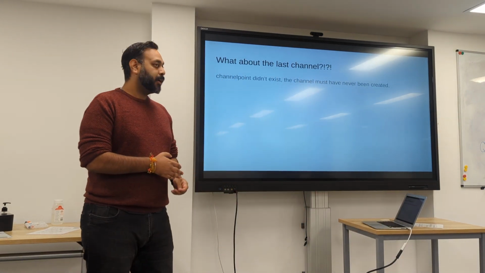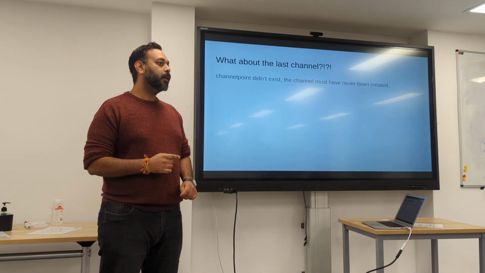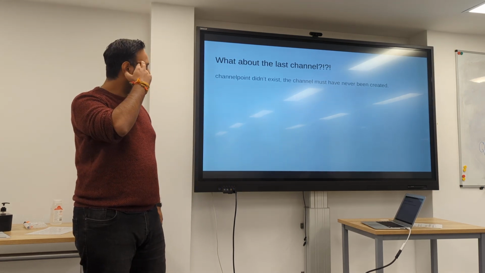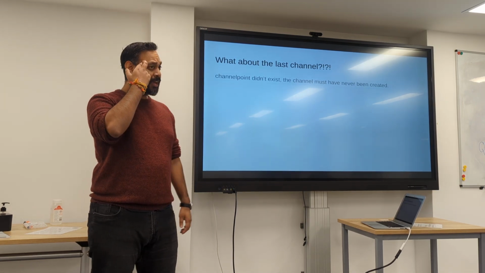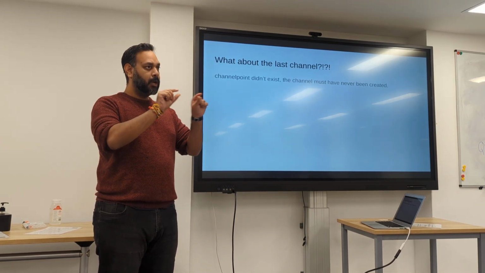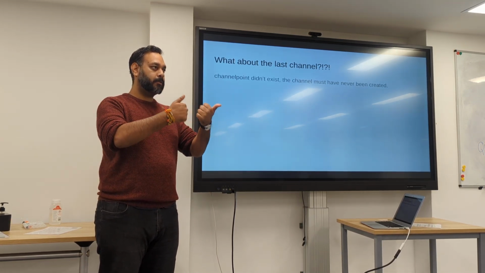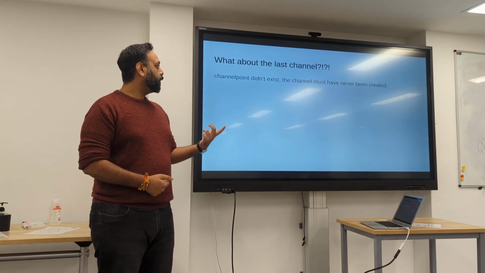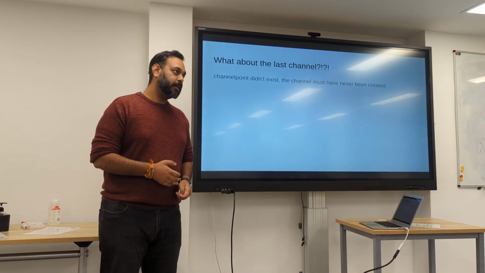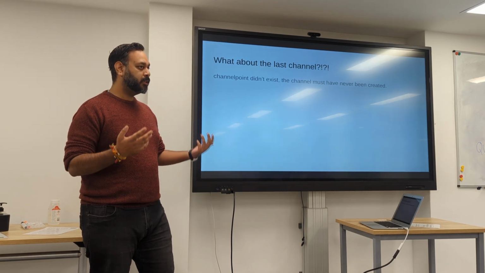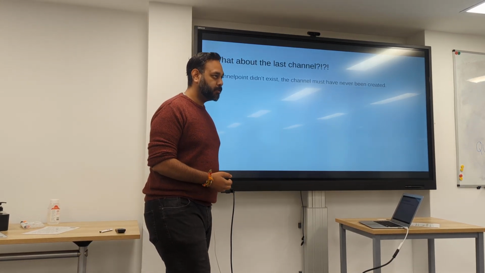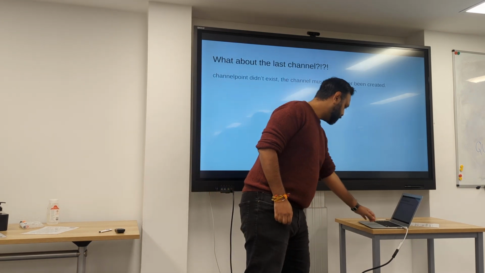So what about that last channel? There was still one channel left which wasn't closing, and so I dug into that a little bit more. There's a thing called the channel point that you can find about channels, and it effectively tells you where the transaction that opened the channel is. So I tried to look up the transaction on mempool.space, and it doesn't exist, which means it was probably a channel that was going to be created, and it never actually got created.